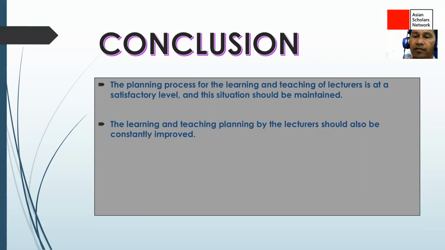The findings of the study show that the planning process for the learning and teaching of lecturers is at a satisfactory level, and this situation should be maintained by making updates on each planning record provided by these lecturers. The learning and teaching planning by the lecturers should also be constantly improved to ensure that their performance remains at a commendable level.